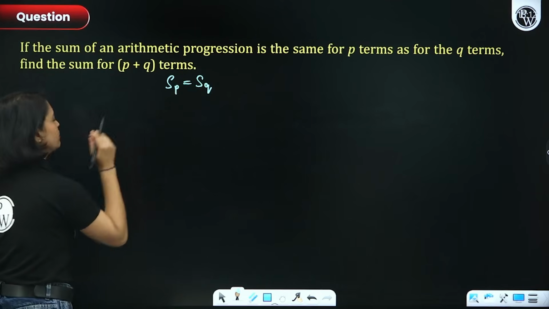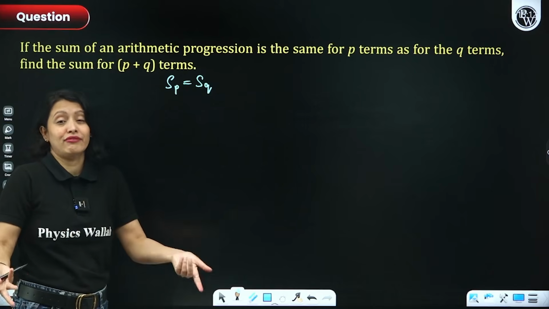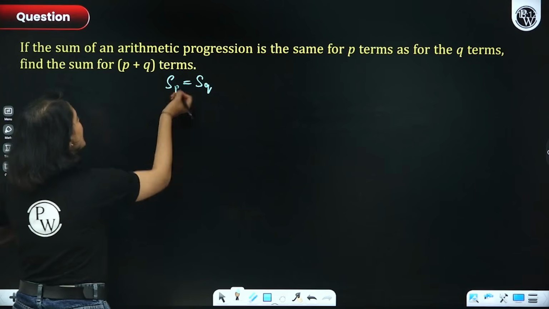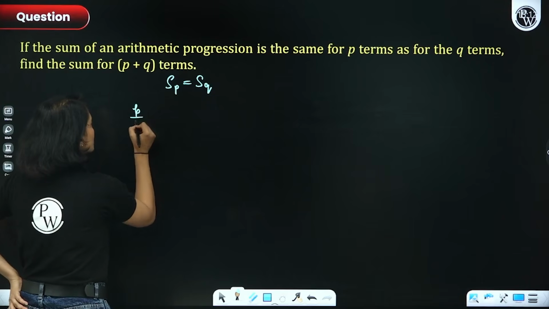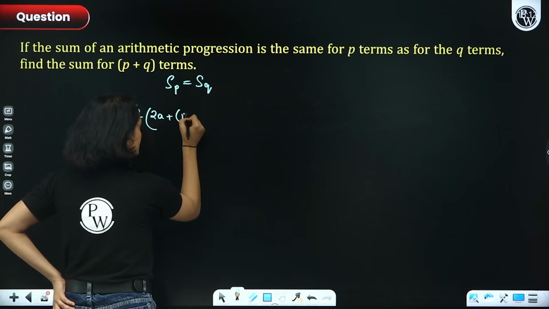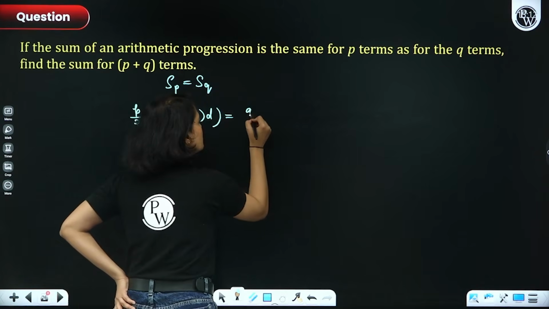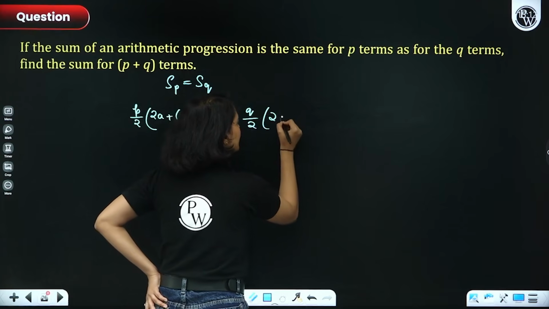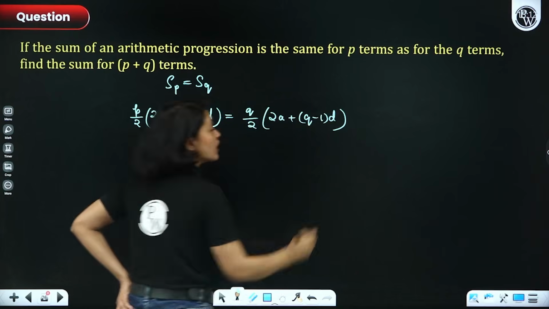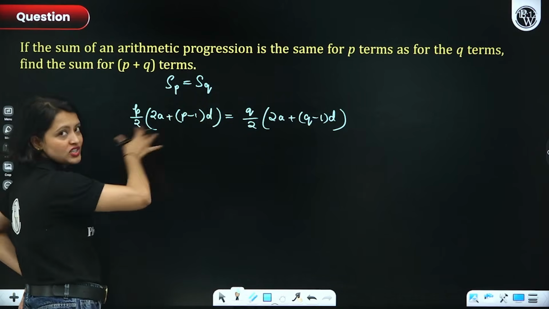Because we don't know the value of A or D, how will we figure out the sum of p plus q terms? First, let's use this and see what we get. So S_p, using the formula, is p by 2 into (2A plus (p minus 1) into D), which is equal to q by 2 into (2A plus (q minus 1) into D). Since we are talking about the same AP, A and D remain the same. Only p and q are changing here.